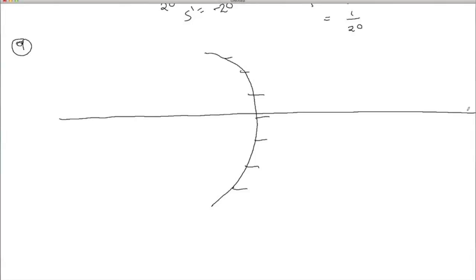So we know it's a concave mirror, so it's convergent. So F is positive. So F is somewhere here. And we know the radius is 20. So let's say this is R. And then F is 2 times R, right? And that's the equation.